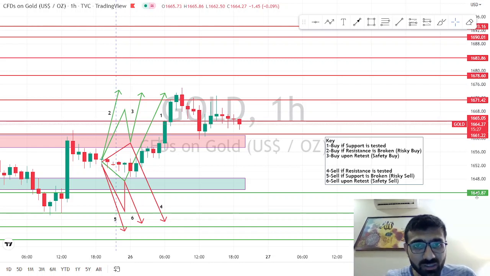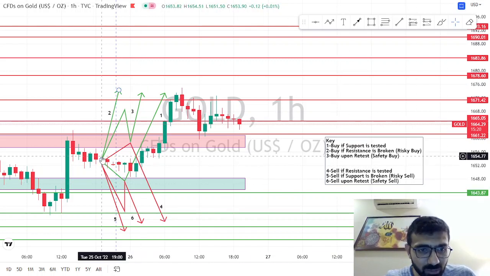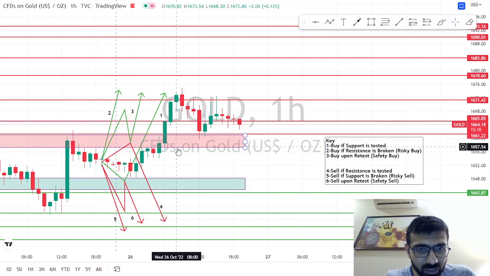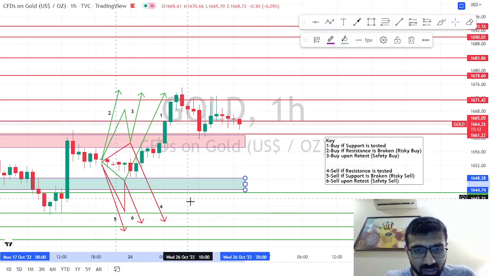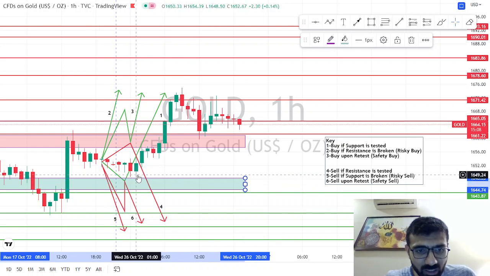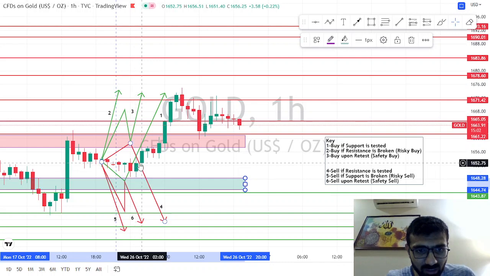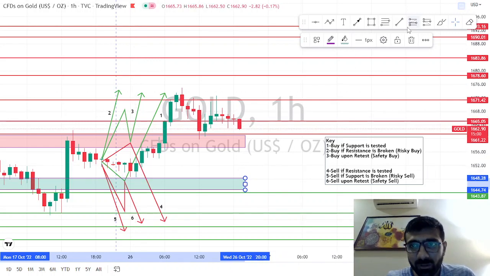Okay, so now let us discuss the gold analysis from where we left off yesterday. When we were discussing gold yesterday, market was trending over here and we marked this area as an area of short-term resistance and this area as an area of short-term support. And you guys can clearly see that our support area was initially almost tested over here, and then gave us a good buying opportunity over here.